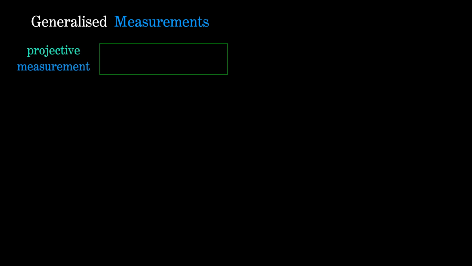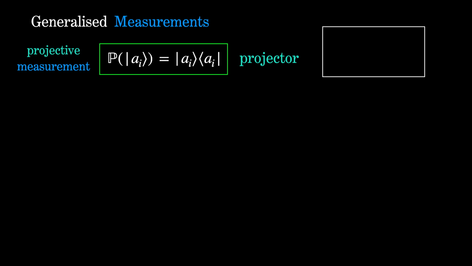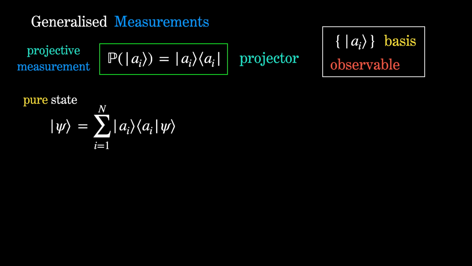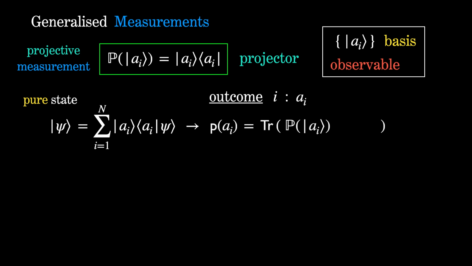First, recall that a projective measurement is defined by an orthonormal basis, which corresponds to the observable being measured. For a pure state psi, the probability of getting a particular measurement outcome i, associated with value a_i, is given by the usual trace relation, which involves the relevant projector and the statistical operator of psi. Psi then makes the transition to the post-measurement state a_i.